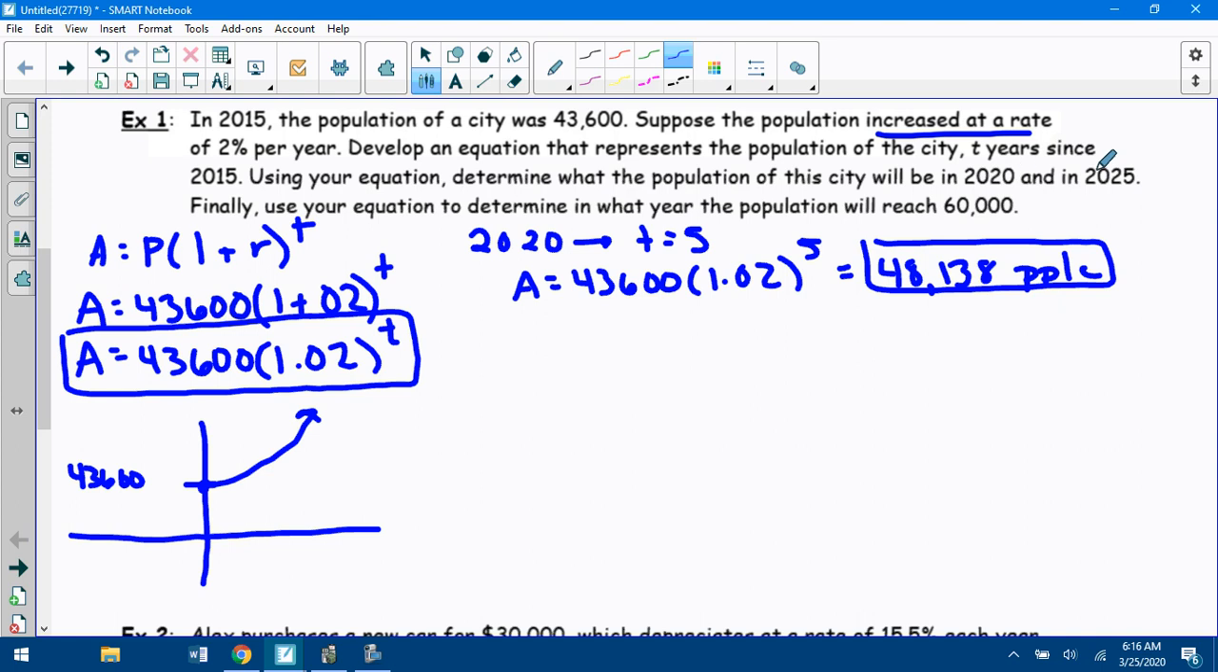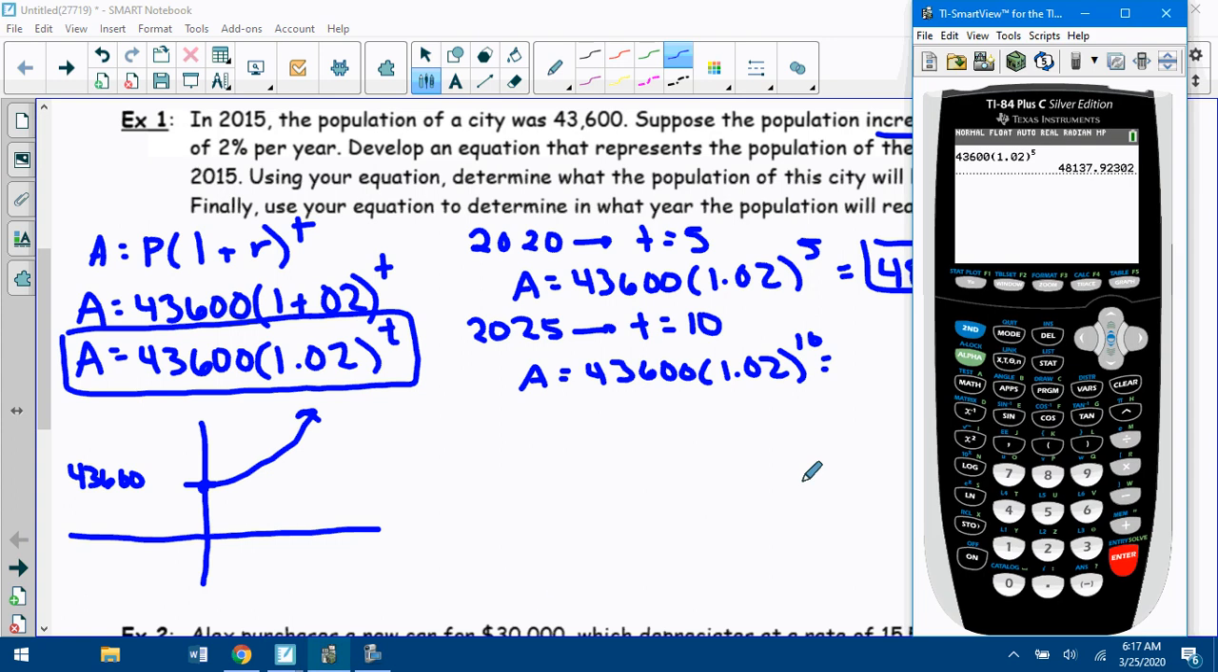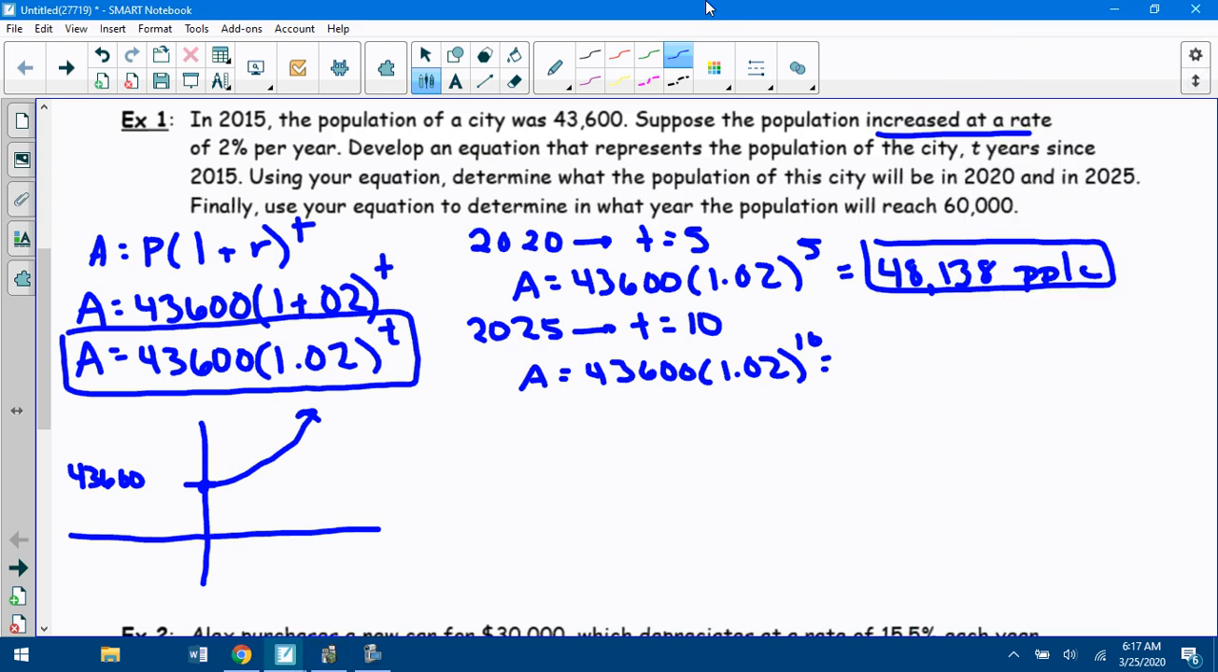All right, so similar idea, if I wanted to do 2025, what would I do? I just plug in t equals 10, because that's 10 years since 2015. So 43,600 times 1.02 to the 10th. 43,600 times 1.02 raised to the 10th. And I get 53,148 people.